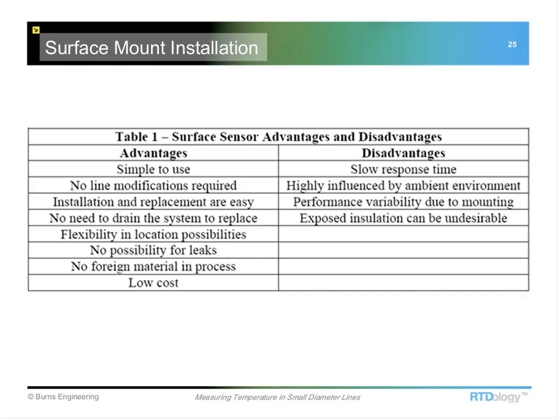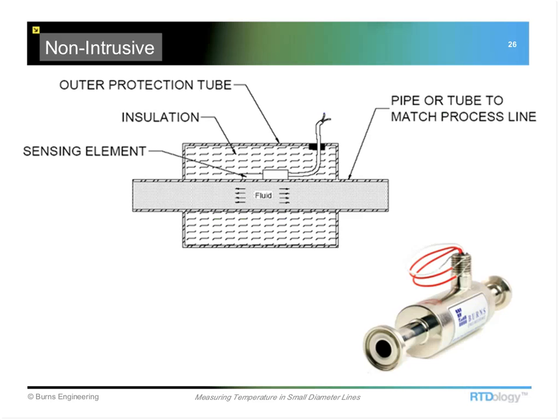Time response is typically fairly slow with these also, because of course the pipe has to heat and cool along with the sensor itself. And if you pull this off, go calibrate it and bring it back, you may not get it mounted right in the same exact spot, and so there can be a little bit of difference there. To get the best accuracy out of these, they should also be covered with insulation.